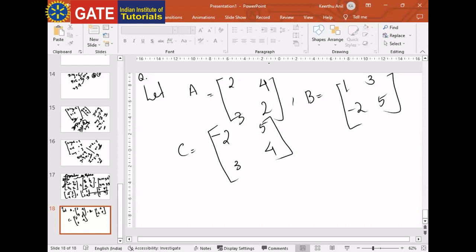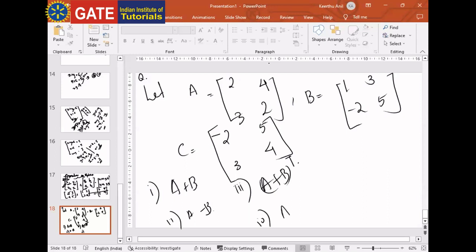Now after that you can write, find each of the following. First question is A plus B. Second question will be A minus B. Now, third one, A plus B, the whole transpose. Fourth one will be A minus B, the whole transpose.